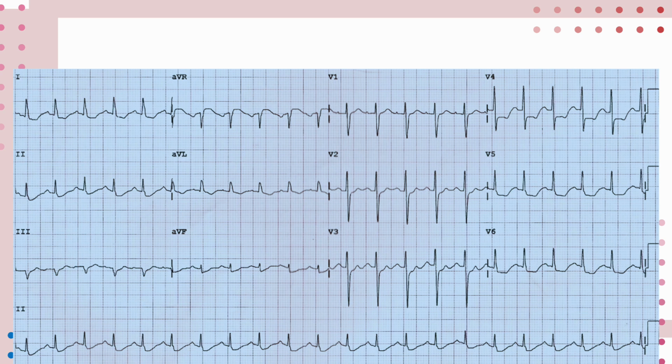Now, the last bit, I did say RAIC. We did the rate, the reading, the axis, the intervals, and while you're checking the intervals, you can use that again to check if there are any features of ischemia, injury, or death.